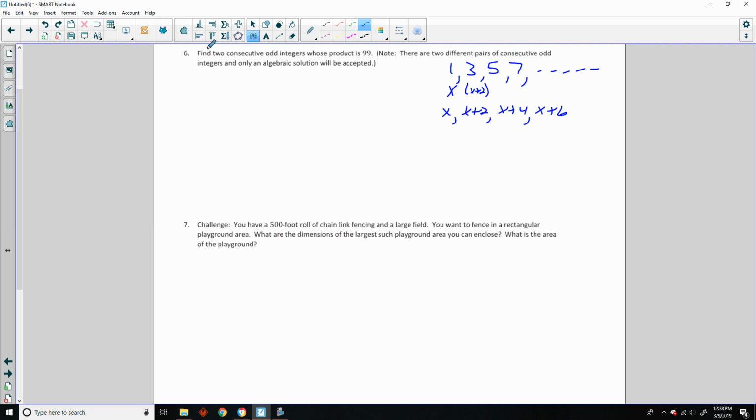And so finding two consecutive odd integers whose product is 99, you would say x, product means times, so there's one odd integer, times the consecutive one, x plus 2, equals 99.